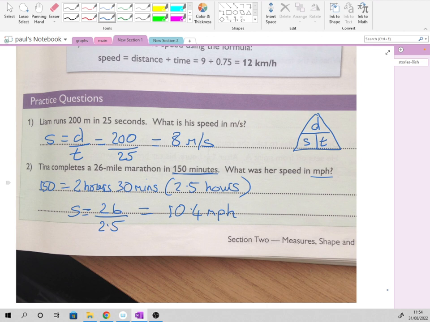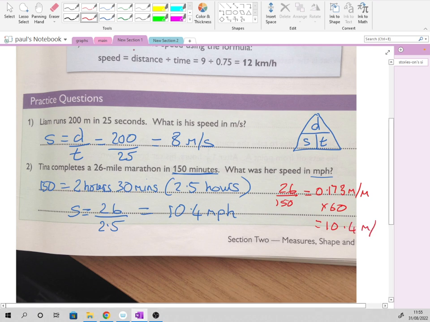convert before you do the calculation. Otherwise we're going to get 26 divided by 150, and that will be in miles per minute. Let's see, can we do that? 26 divided by 150 is something a bit crazy, 0.173 miles per minute. Now we've got to multiply that by 60 to get miles per hour, times 60, and it gives you 10.4.